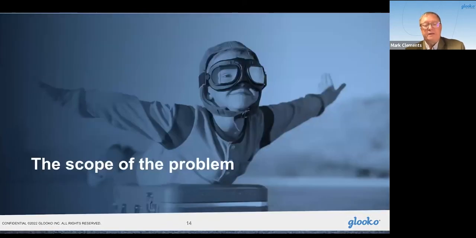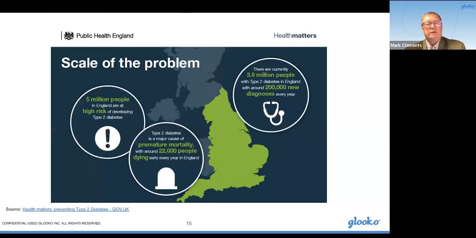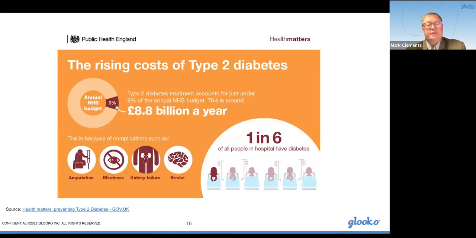So let's define the scope of the problem that we're trying to solve. I'm speaking to a group of experts, so I'll keep this rather short, but this taken from Public Health England tells us that 5 million people in the UK are at high risk of developing type 2 diabetes, and there are currently 3.8 million individuals with type 2 diabetes, and approximately 200,000 new diagnoses each year. Type 2 is, of course, a major cause of premature mortality, with around 22,000 individuals dying every year in England as a result of the disease.